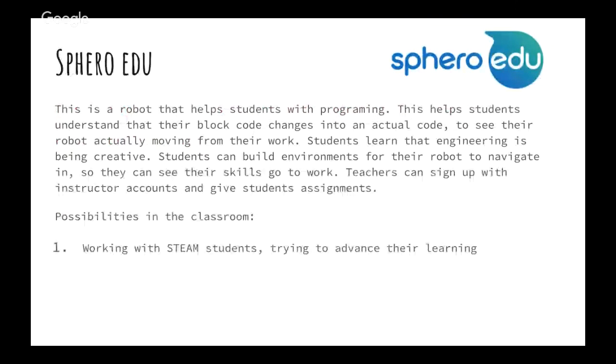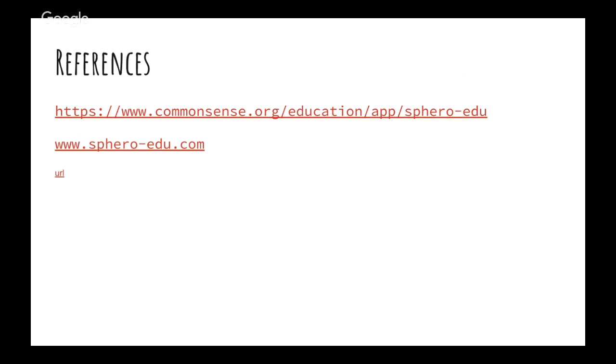Sphero EDU is a robot that helps students with programming. This helps students understand that their robot code changes into actual code, so they can see their robot actually moving from their work. Students learn that engineering is being creative. They can also build environments for their robot to navigate in so they can see their skills go to work. Teachers can sign up with instructor accounts and give students assignments. In the classroom, this can work with STEM students trying to advance their learning. This can be found at sphero-edu.com.